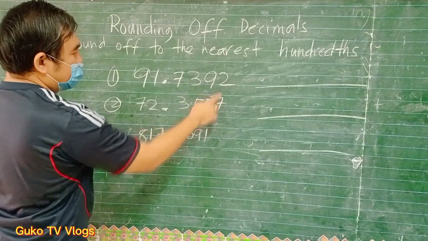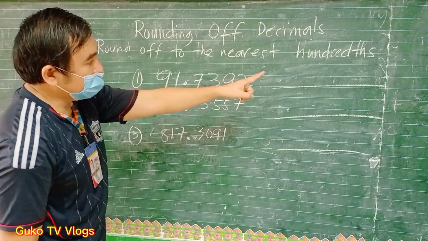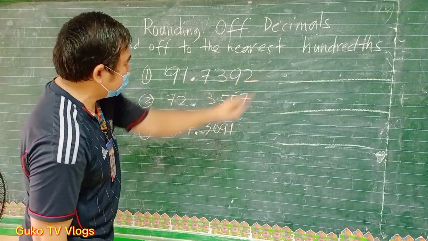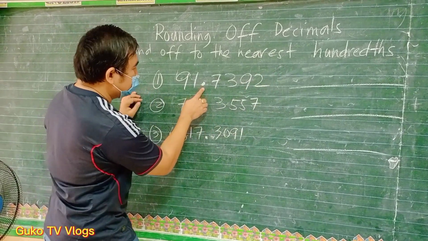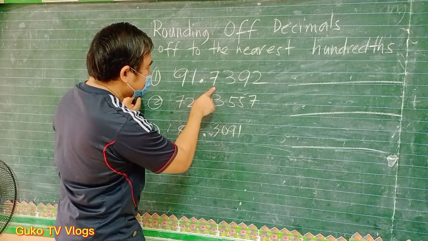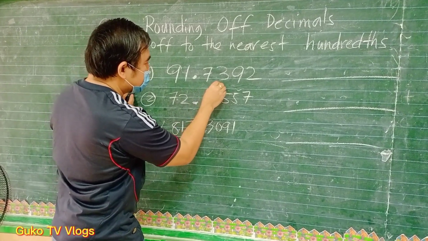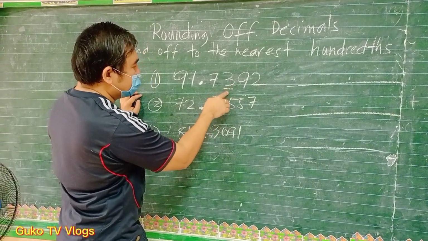7,392 ten thousandths. So we will locate which number here is in the hundredths place. Again, this is the decimal point, and on the right side, this is tenths, this is hundredths. So 3 here is in the hundredths place.